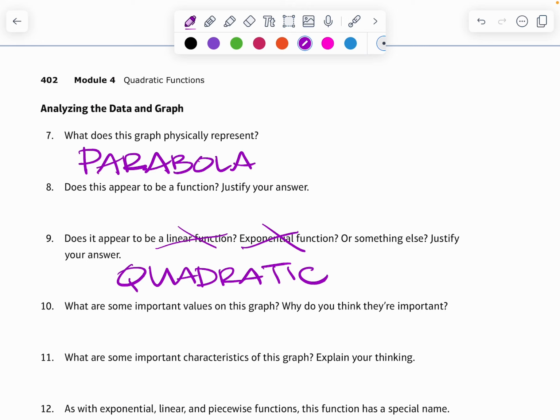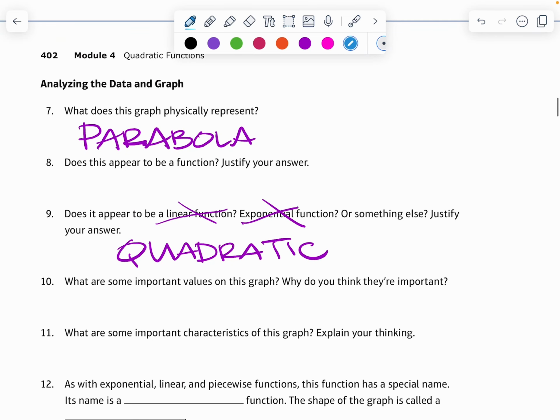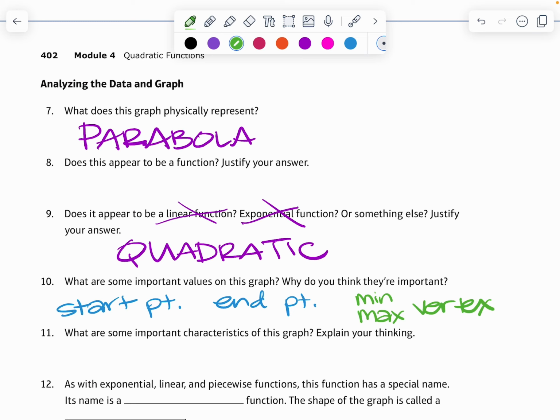Some important things you might want to look at is where you started, a starting point, maybe an end point. And something else that is really important, something known as a minimum or a maximum. That's always at our vertex. So we might want to figure out, it got up to this high. Look at that vertex, right? In the case of throwing the ball, we wouldn't put arrows on our parabola, would we?